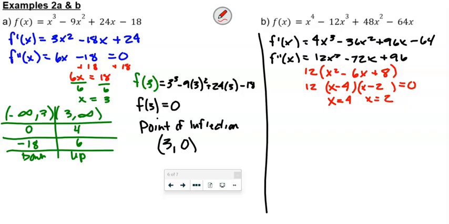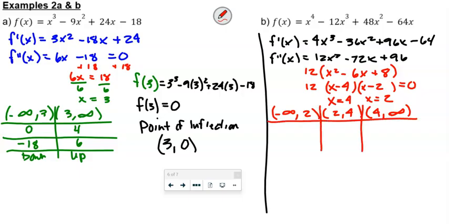So this time we're going to have a bigger table, aren't we? So we're going to go from negative infinity to 2. And then we're going to go from 2 to 4. And then we're going to go from 4 to infinity. So got a little more work to do this time. So from negative infinity to 2, I did 0 here. And then 2 to 4, that's going to be a 3 right there. And then I'm just going to do a 5 over here.